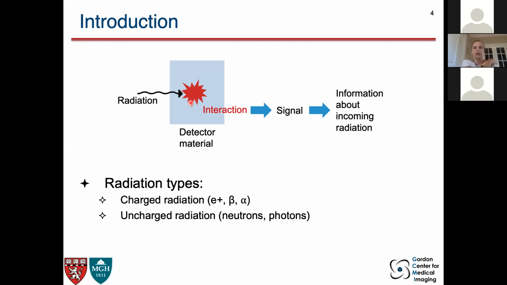For charged radiation, such as positrons, beta particles, alpha particles, you will have interaction between the nuclei and the electrons in the material through the Coulomb force. But for uncharged radiation, you will not have that type of interaction. You will have different mechanisms. And uncharged radiation, you put the neutrons and photons in this group, and photons is what we will focus on in this lecture.